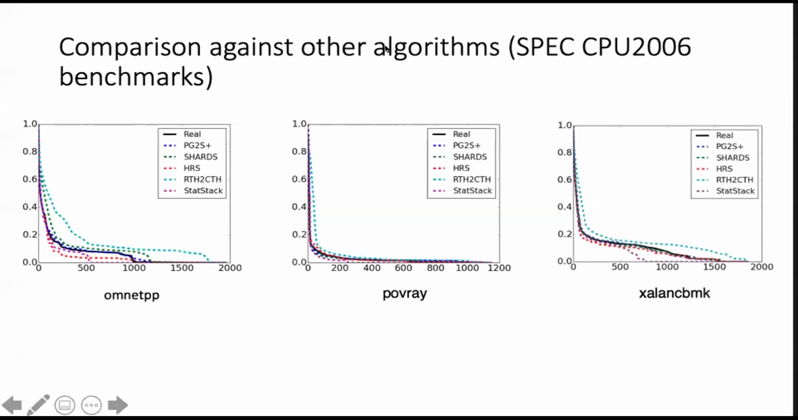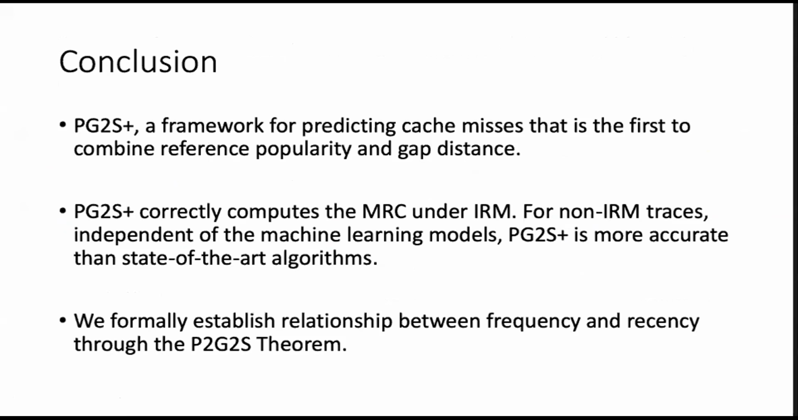Again, for the traces on SPEC CPU 2006, we find that RTH to CTH is still the upper bound of the ground truth, and StatStack is still the lower bound of the ground truth. The sampling algorithms are in the middle tier of the performances, and PG2S, again, is the best among the algorithms. And this concludes my presentation.